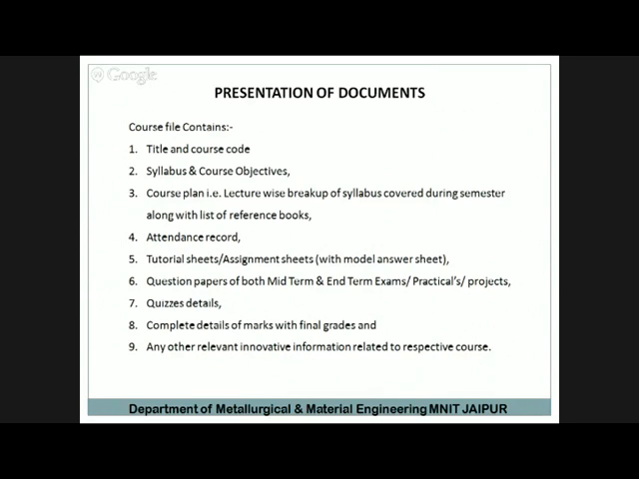Course file. For each course, the teacher who is teaching any course should keep a course file for that. And that course file, if you have taught that subject in the previous semester, contains the title and course code of the course, because every course has a title and its course code. Syllabus and course objective: what is the syllabus of that course and what is the course objective, or you can say the course outcome, of that course. Course plan, lecture-wise breakup of syllabus covered during the semester along with a list of reference books. Attendance record. For the previous semester you should also keep the attendance record. Just take a photocopy of your attendance register and keep it in the course file.